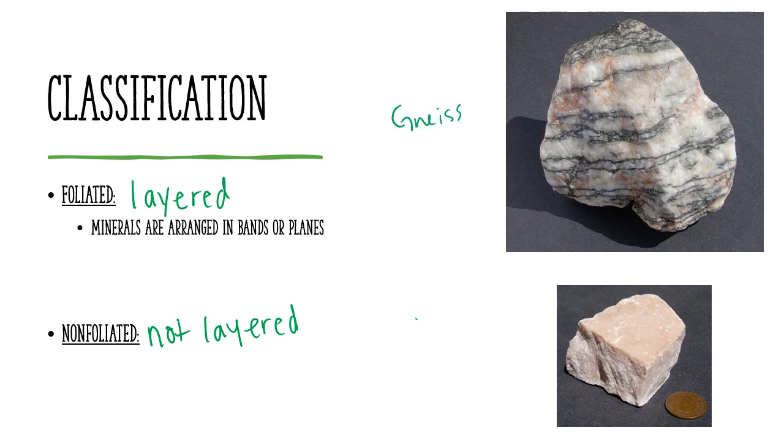G-N-E-I-S-S, silent G. So this has very obvious layers of minerals. Some of them are subtle layers of just layers in the rock. It looks like sheets in the rock. And then down here, you can see here, we have a non-layered rock because there are no layers. It just all is one color.